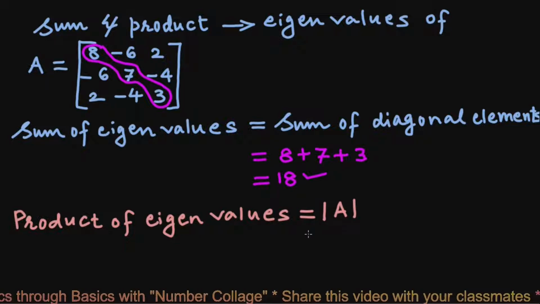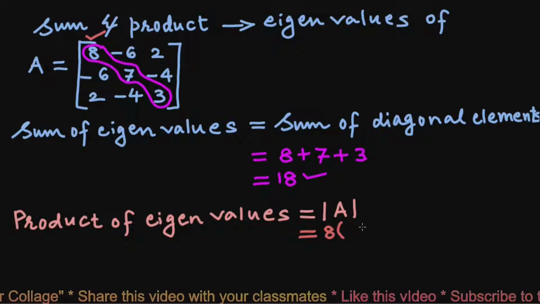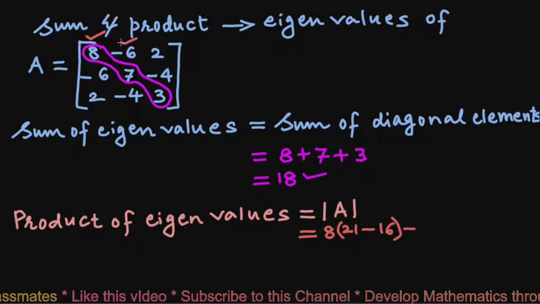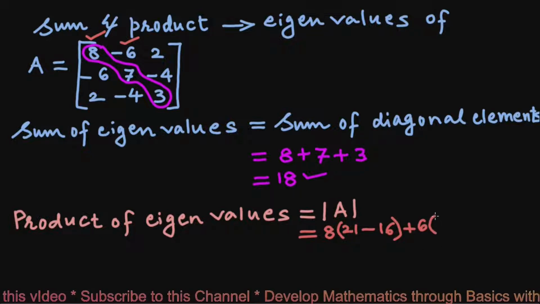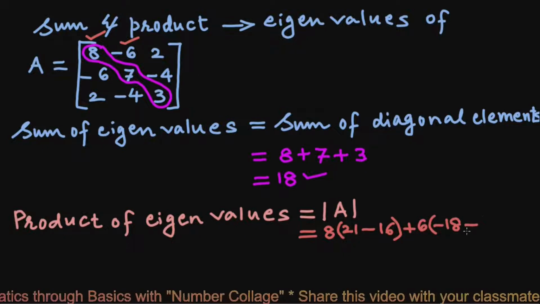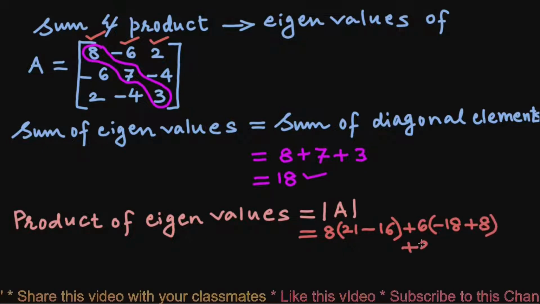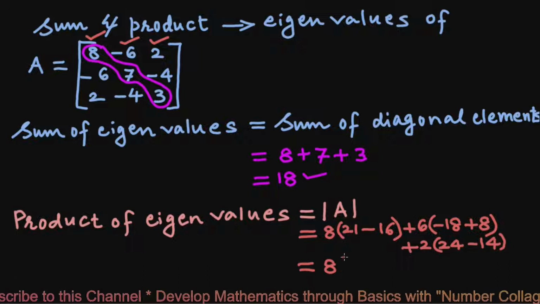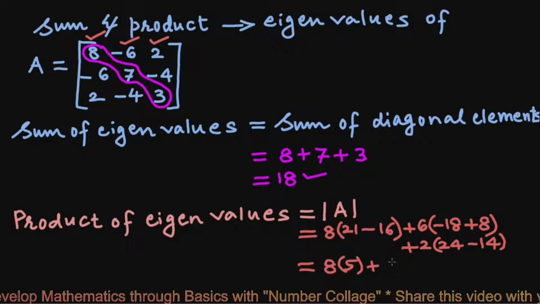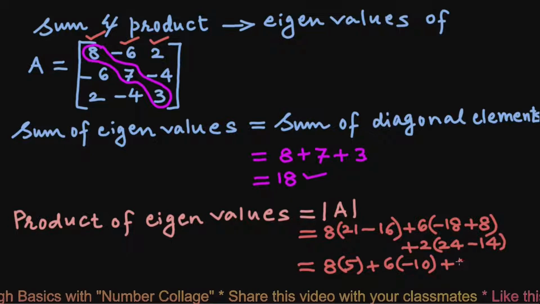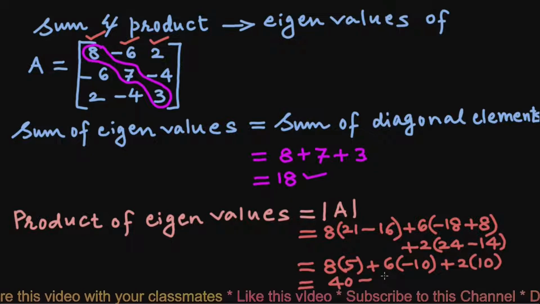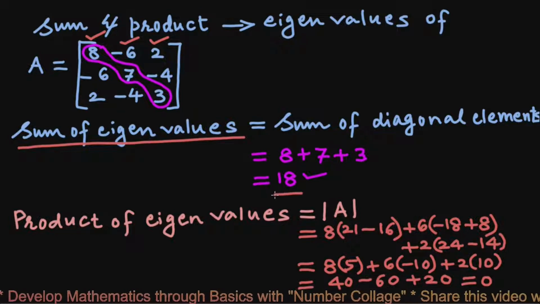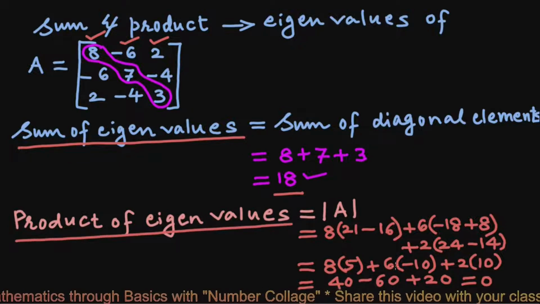and the product of the eigenvalues will be the determinant of matrix A, which will be 8 multiplied by (7 threes are 21 minus 4 fours are 16), minus minus 6, that will be plus 6 into (minus 18 minus minus 8), that will be plus 8, plus this 2 into (24 minus 14). That will be 8 multiplied by 5 plus 6 multiplied by minus 10 plus 2 multiplied by 10, that will be 40 minus 60 plus 20, which is 0. So the sum of the eigenvalues is 18 and the product of the eigenvalues is 0.